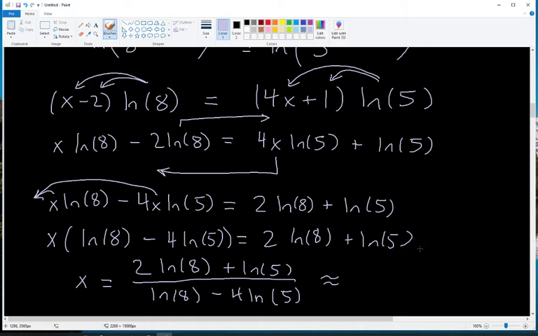So I need to just type this in my calculator carefully. So I get 2 natural log of 8 plus natural log of 5, that whole mess divided by natural log of 8 minus 4 natural log of 5. And if I've typed this all in, we said round to 3 decimal places this time, we get a negative 1.324.